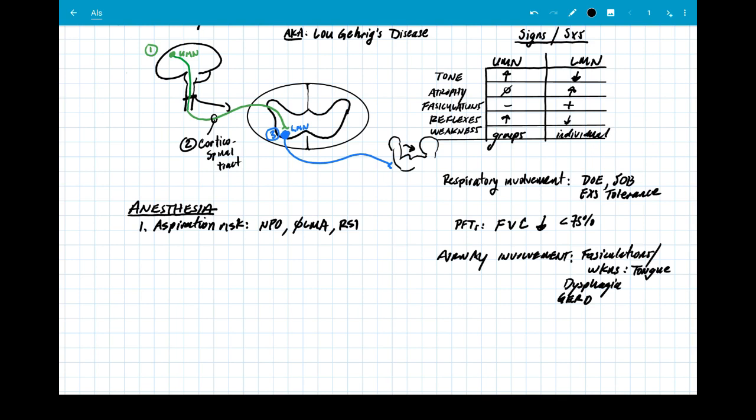I would also make sure they're very awake before extubation. This is not somebody that you would want to extubate deep. You would want to make sure that their airway reflexes are intact before you extubate them.